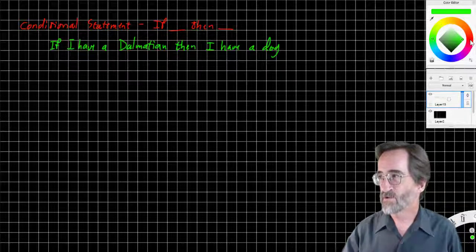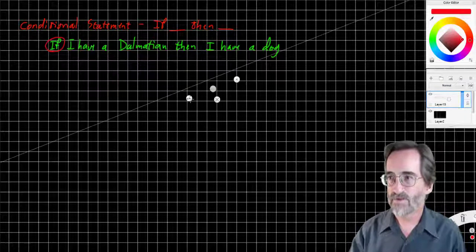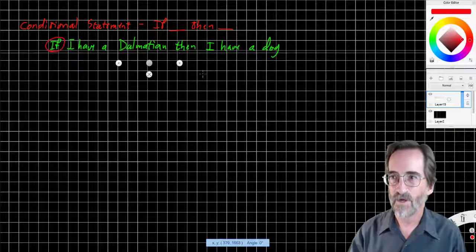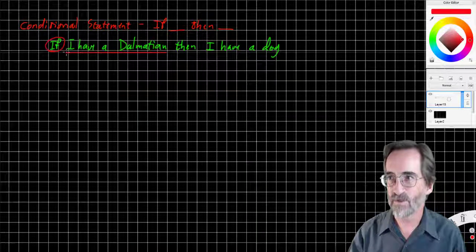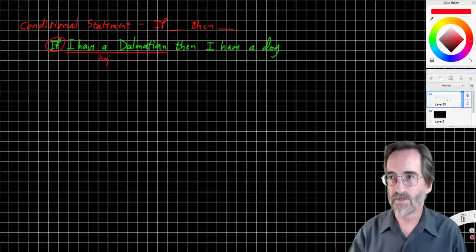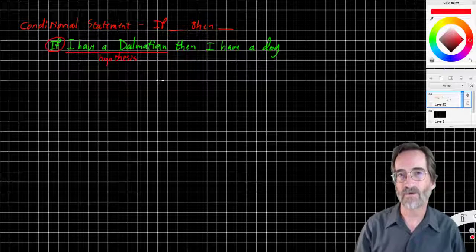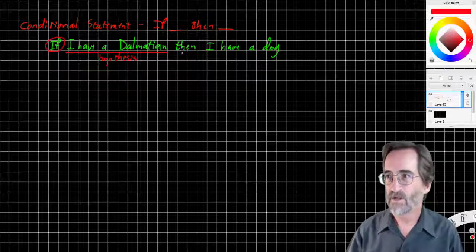There are some parts to this statement. The if part is known as the hypothesis. Now note that's not the same as a scientific hypothesis, which is a reasonable idea about why something is true. But a geometric hypothesis is the if part of a conditional statement. It is the condition that is met to begin with. If I have a Dalmatian. Hypothesis, I have a Dalmatian.